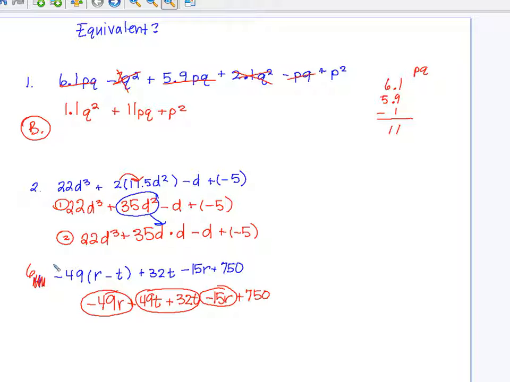This is number 6, not number 4. So then I look at my answers and see if there's any that match that. C is close, but if you'll look at the first 49r, it's not negative. So be careful. So if I combine my terms, now it's a negative 64, oops, we're at 65, 64r plus 81t plus 750. A is the only one.